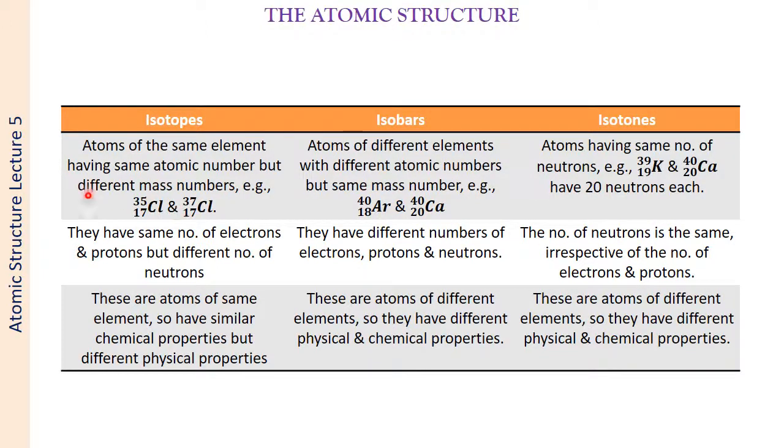For isotopes, the properties, because they are atoms of the same element having the same atomic number, so they have similar chemical properties, but the mass number being different makes the physical properties different. Isobars, different elements, so different physical and chemical properties. Isotones, again different elements, so different physical and chemical properties.